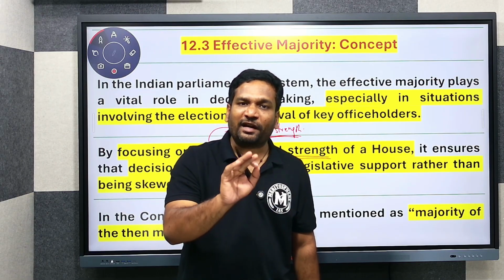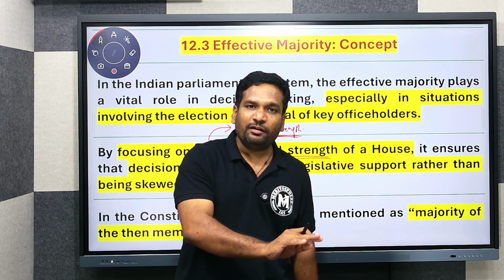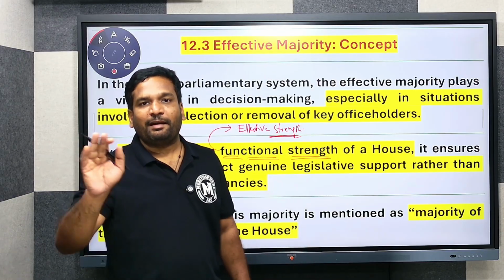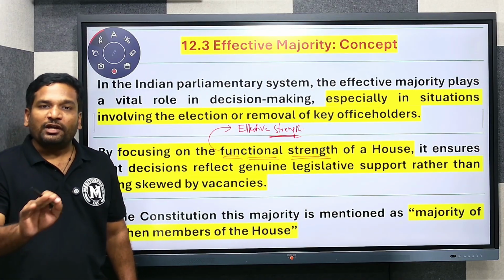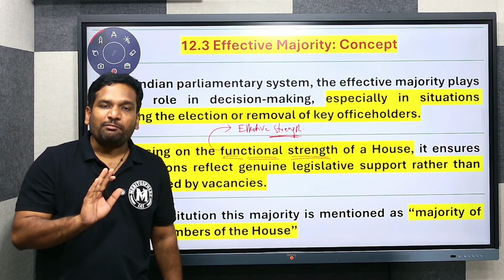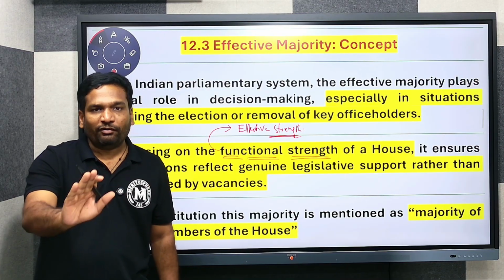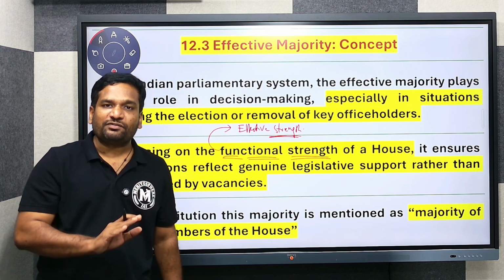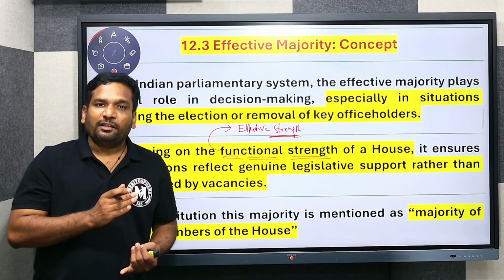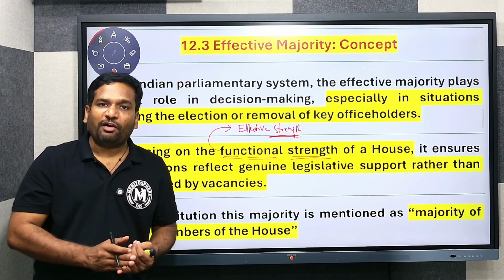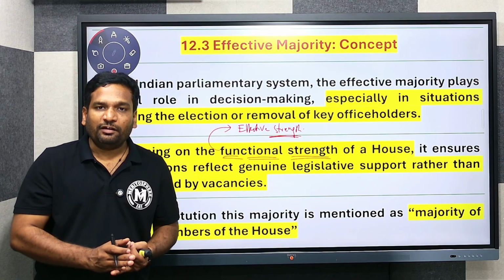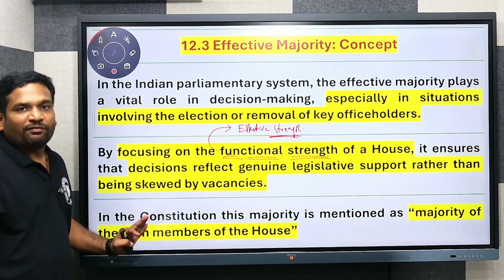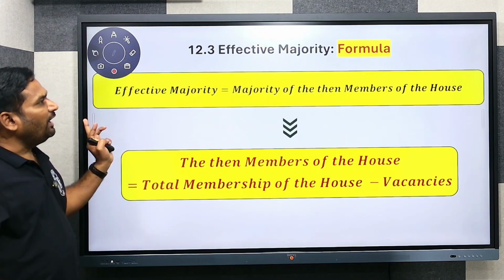For better convenience and understanding, we use terminologies such as simple majority, absolute majority, effective majority and special majority. These terminologies also appear in examinations, in the UPSC civil service examination also, so no need to worry. But in the constitution, these terminologies do not appear; a different kind of phrases is used. For example, for simple majority, the majority of the members present and voting, and for effective majority, majority of the then members of the house. Got my point?